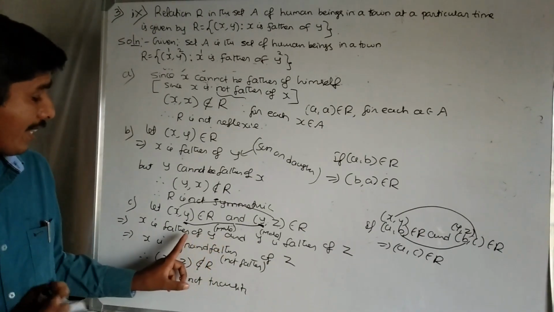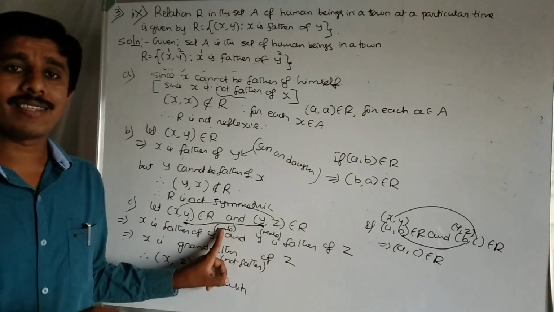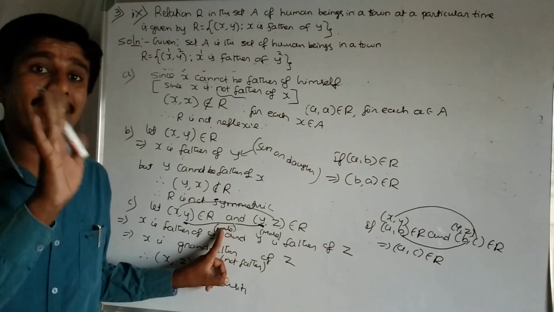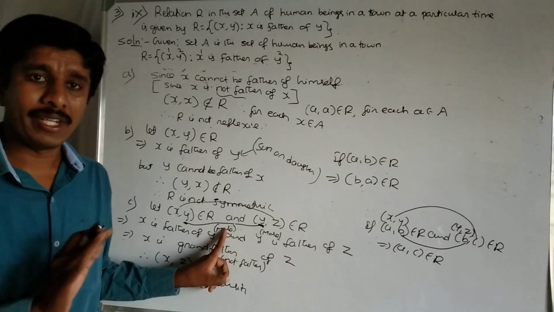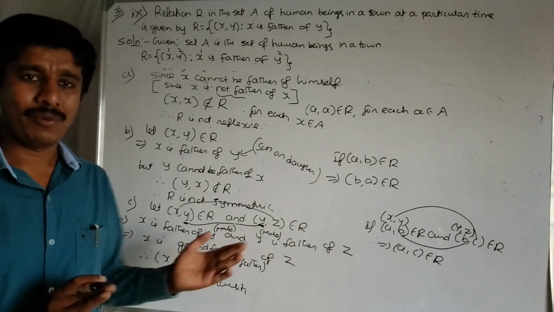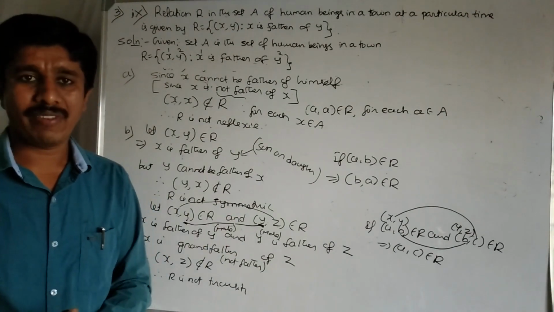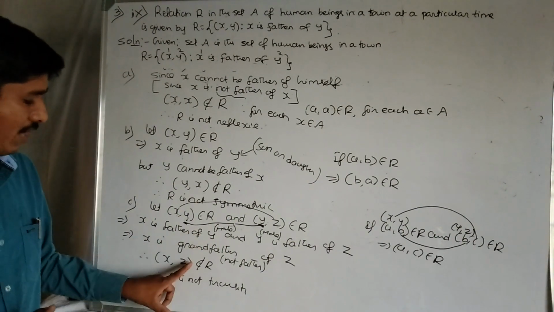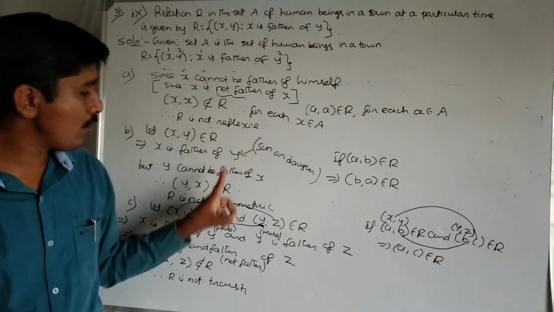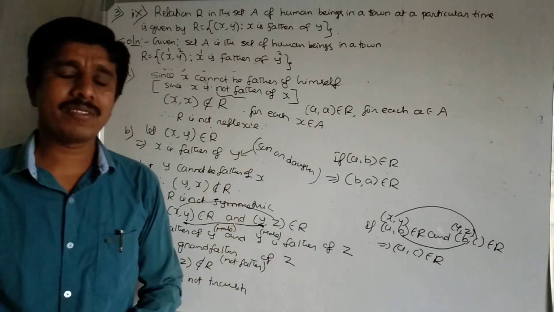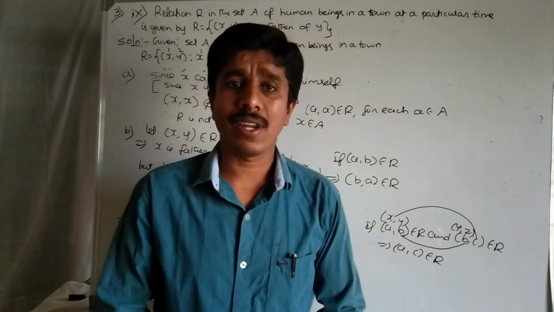Don't get confused here. X is father of y, so y is male. In this case it is not transitive, so no need to take the second case. If we take a female, no need to take it, because one case failing means the total result will be failed. Clearly it is not transitive. So the father relation is not reflexive, not symmetric, not transitive. Clearly the relation is neither reflexive, nor symmetric, nor transitive.